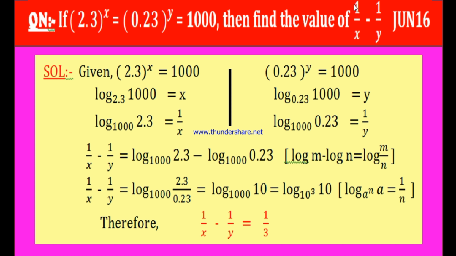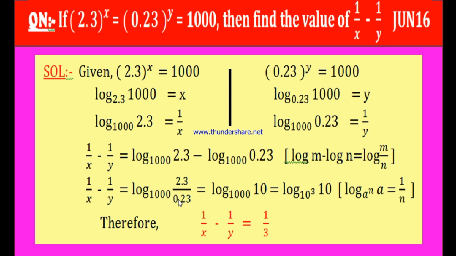Now, the question is 1 by x minus 1 by y. We have to find the value of 1 by x minus 1 by y. Students, what is the value of 1 by x? Good. 1 by x is equal to log 2.3 to the base 1000 minus, what is the value of 1 by y? Good. 1 by y is log 0.23 to the base 1000. Now, this is in the form of log m minus log n. This is the second law in logarithms. Log m minus log n is log of m divided by n. Therefore, this is log of 2.3 divided by 0.23 to the base 1000.